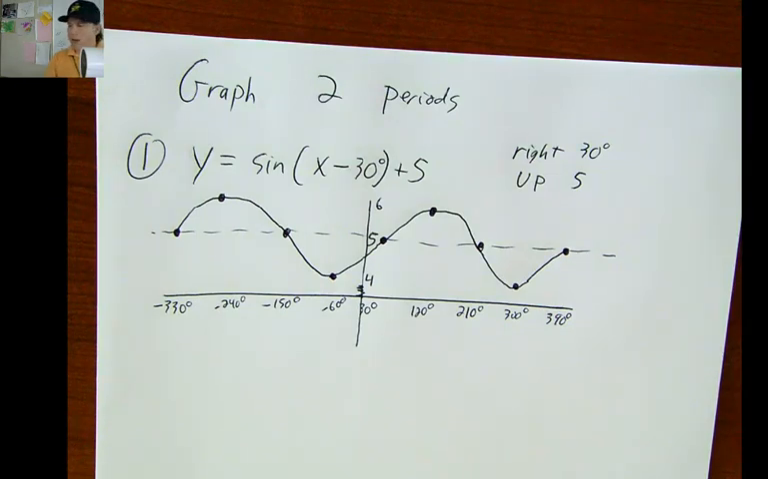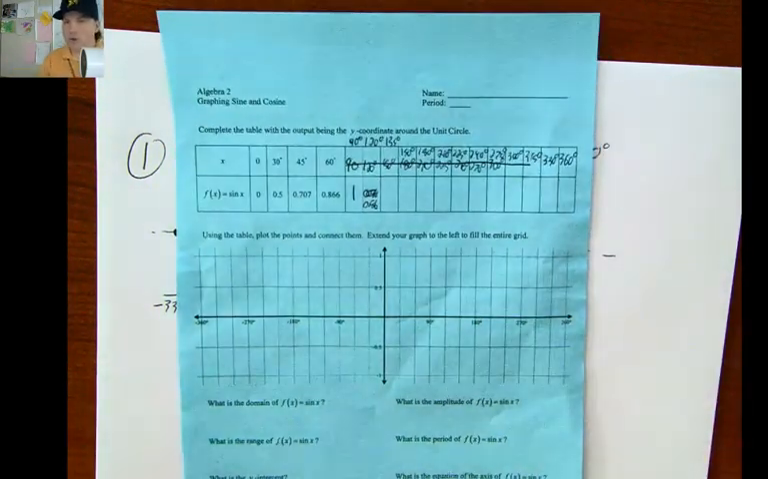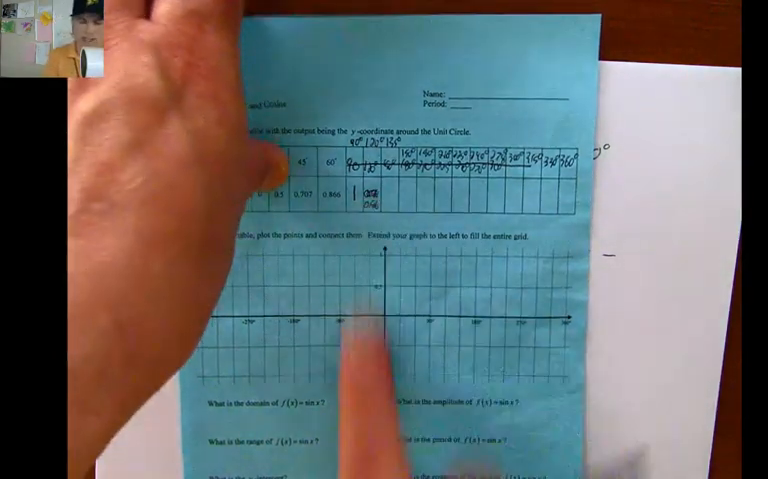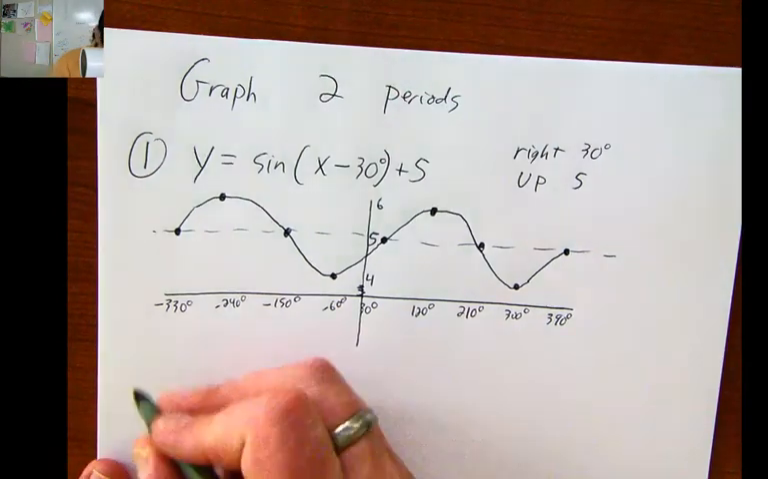And if you compare this to the sine worksheet that you worked on, the graphs should look absolutely identical. The only thing that changes is the numbers on the x-axis and the y-axis. All right, number 2.